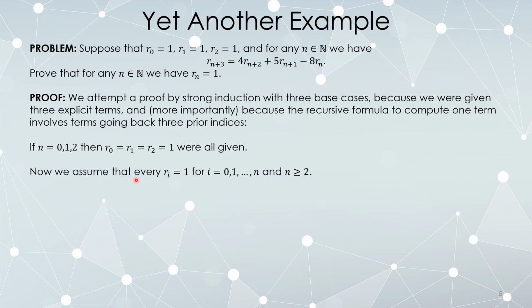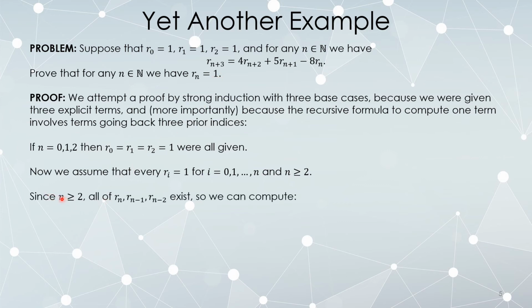Now what we do is we assume that every term of the sequence is equal to 1 up to n, where n is at least as large as the last index of the base cases, which was 2. What we now need to show is that the claim holds for the next index, that r sub n plus 1 is also equal to 1. A common mistake would be to think we want a 2 here or something, but this is not n or n plus 1, this is just 1. So if I replace n with n plus 1, this is still just a 1.